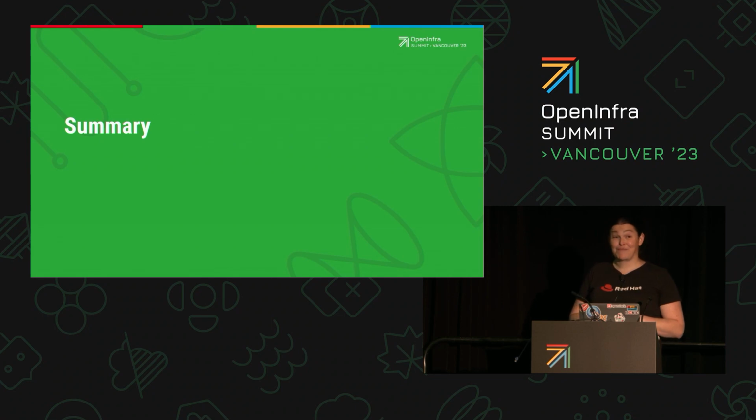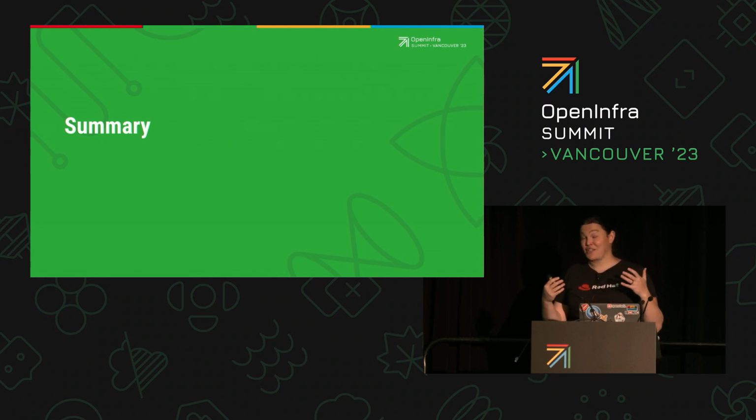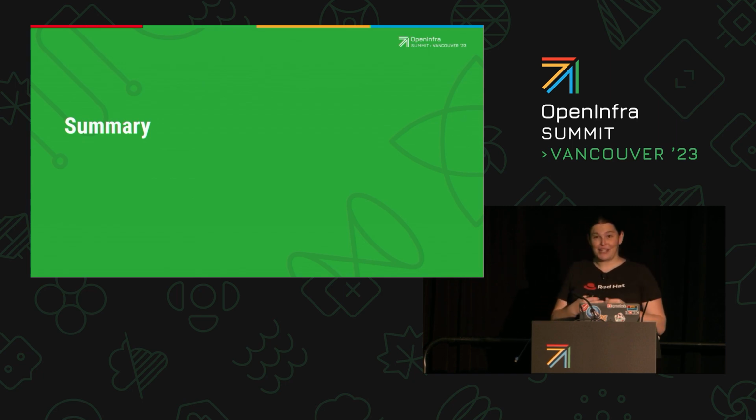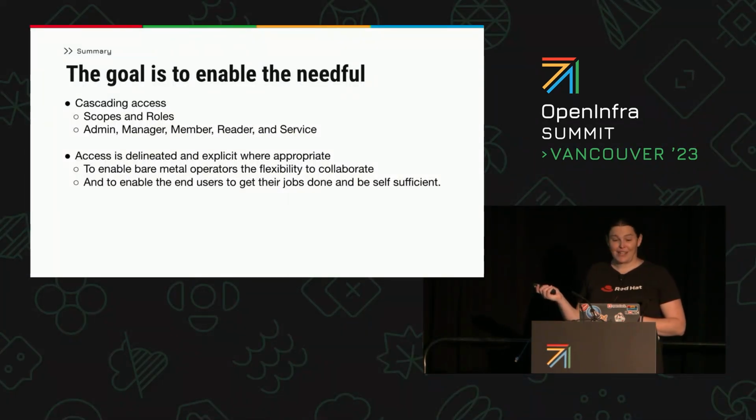In summary, there's a lot here. I hope that I have given you a high-level overview and that you're now aware that, wow, there's quite an extensive access model there, and it is available for use. And ultimately, we're here to enable the needful with cascading access and explicit access where needed.